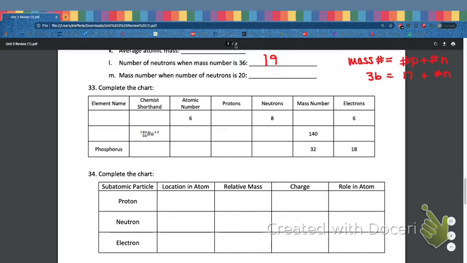Okay. What's the mass number when the number of neutrons is 20? So remember, my mass number is protons plus neutrons. So my protons, this is chlorine, so it's 17. And my neutrons are 20. And so my mass number is going to be 37.